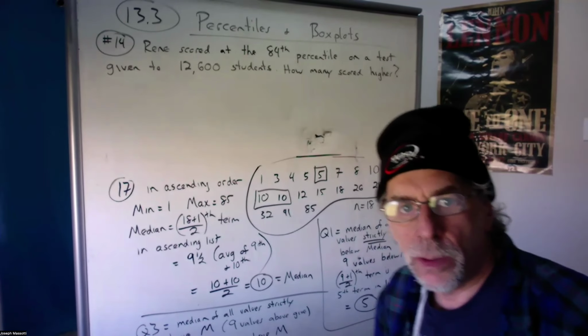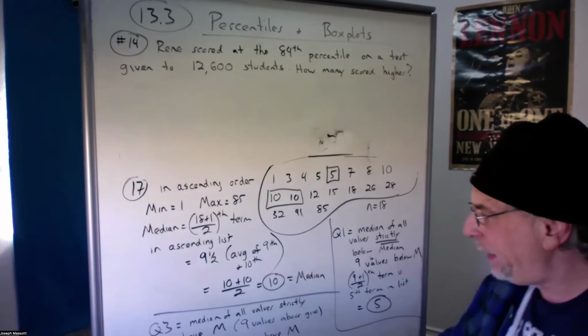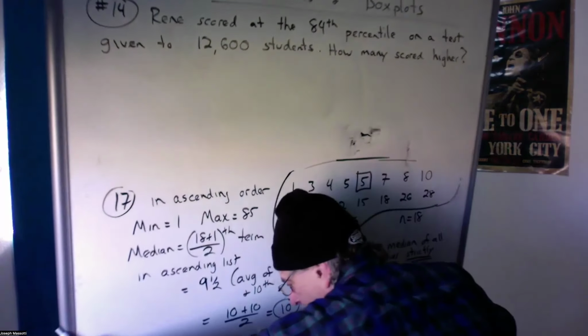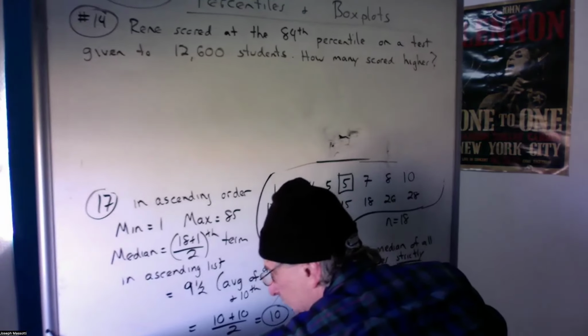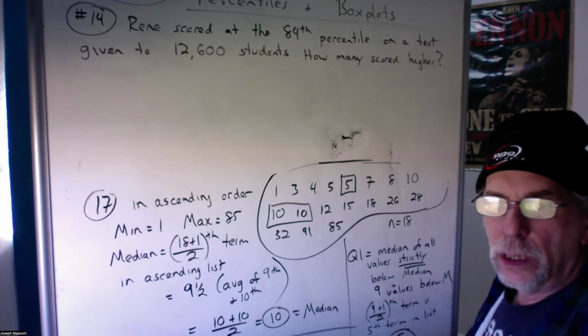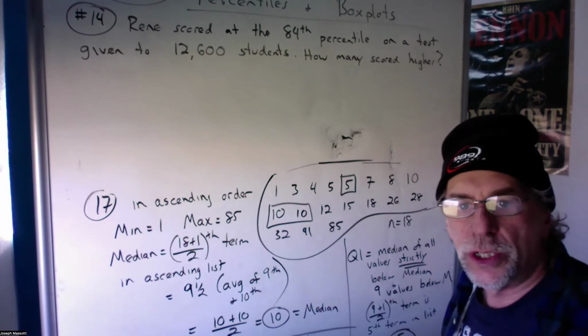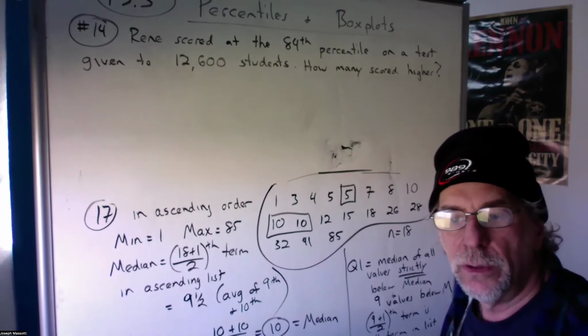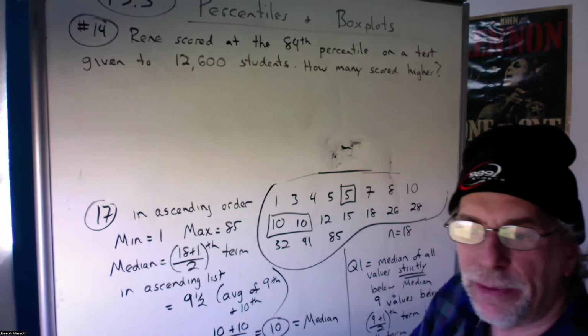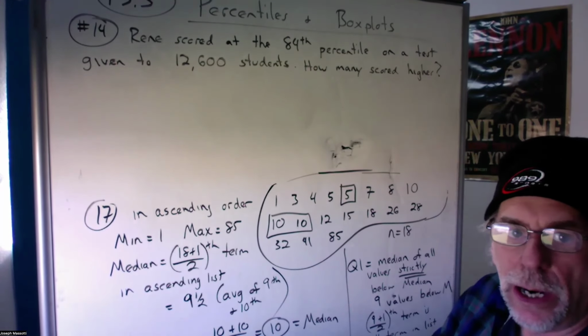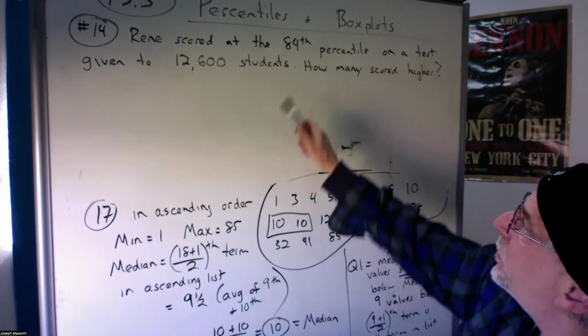All right, a couple more problems from 13.3. We're looking at percentiles, box plots, quartiles, five-number summary type of things. All right, so let's first look at percentiles.